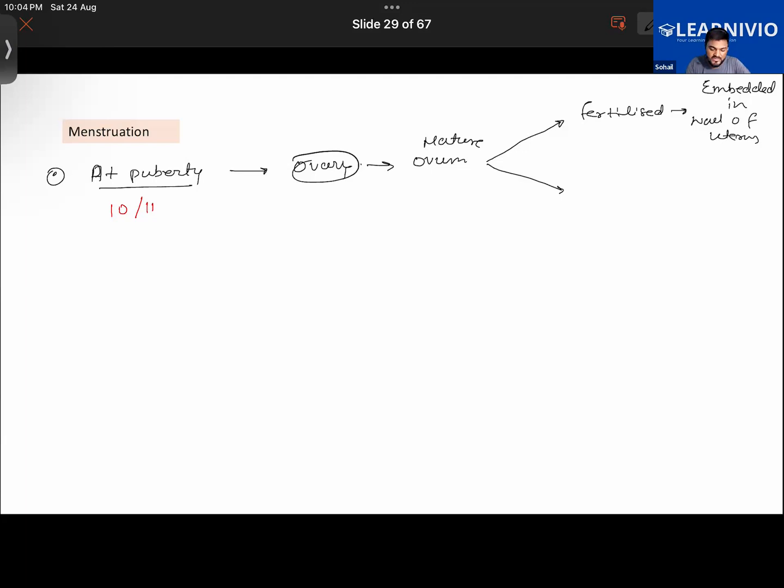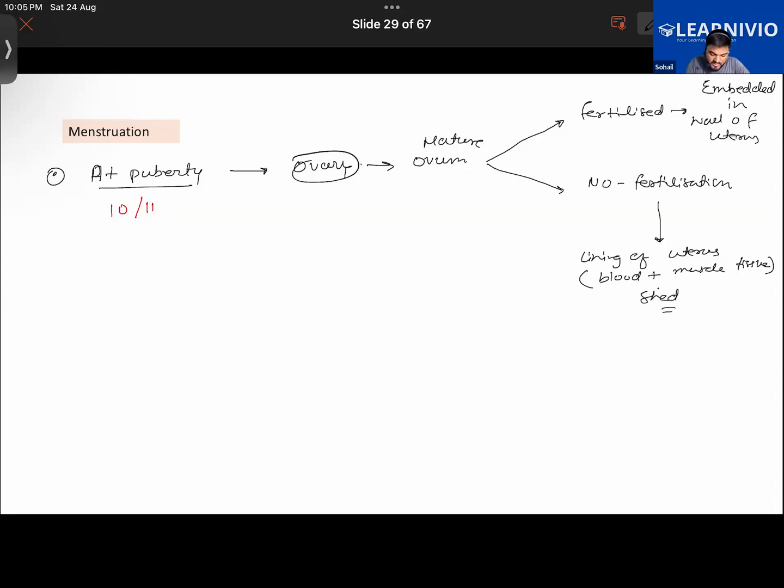If the fertilization does not take place, then what happens? No fertilization. Then in that case, what happens? The lining of the uterus, which basically contains blood plus muscle tissues, plus ovum, will be shed.